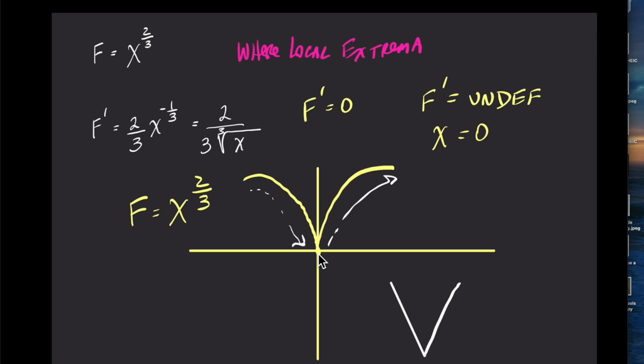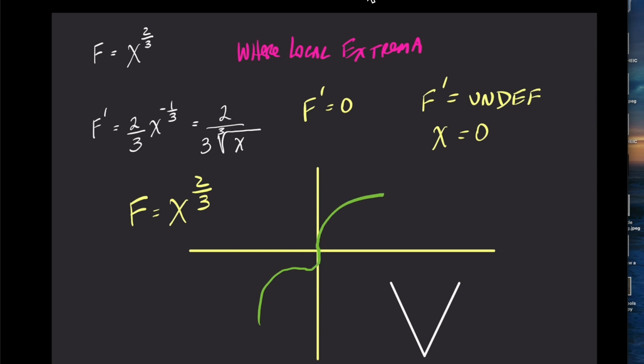You will also see it when you have vertical tangents, a graph that does this, say, has a vertical tangent right there. That also would be not differentiable, though continuous at x equals 0.